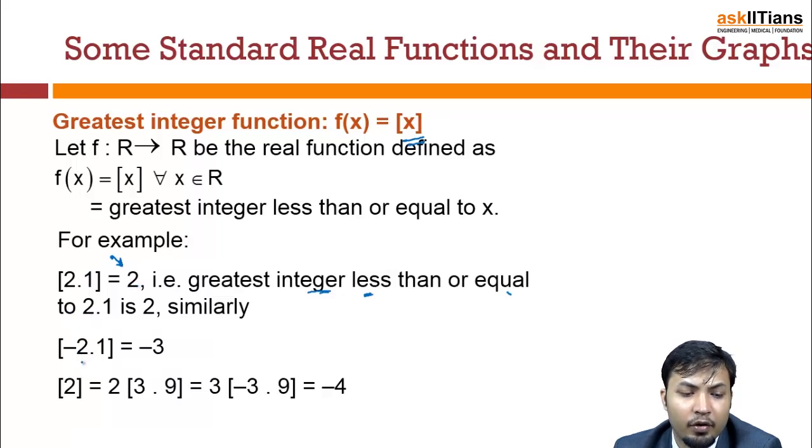Now for this case, what is the lesser value? For minus 2.1, minus 3 will become the greatest integer. Basically we move to the nearest integer which is lesser than the value itself. For 2, again 2, for 3.9 it is 3, for minus 3.9 it will be minus 4. So the nearest integer I need to go to has to be lesser than the value itself.